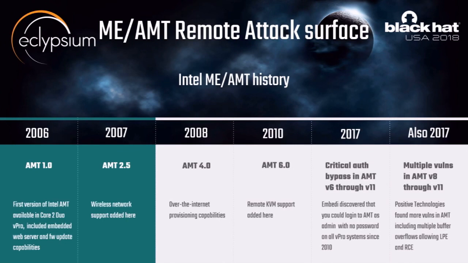We first encountered AMT in 2006, 2007 added wireless support, 2008 provisioning over the network, 2010 remote KVM, and 2017 is when we see the first major vulnerability.